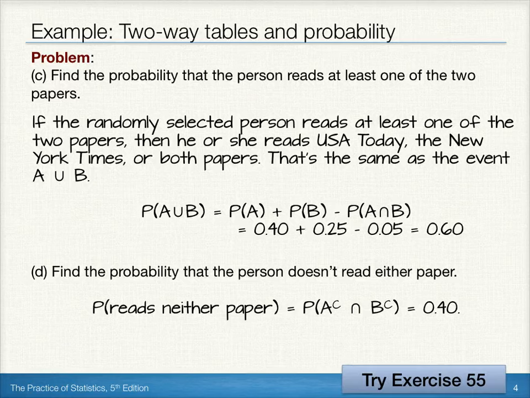For some additional practice with using Venn diagrams and two-way tables, try exercise 55.